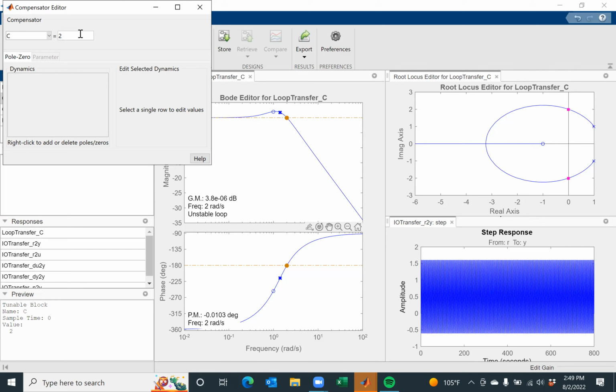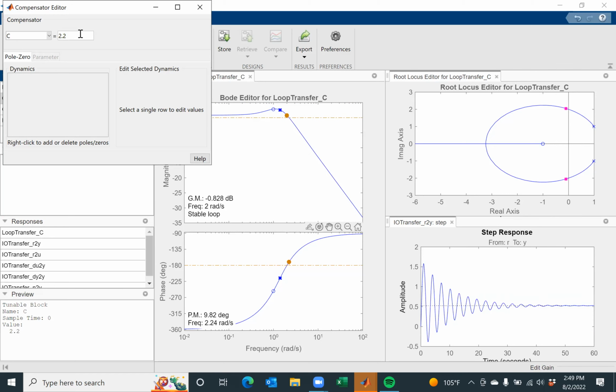Online students, can you see that? Now if I increase the value of C by a little bit, 2.2, you will notice the system response would decay down, which means the system would become more and more stable. Can you see that in the step response, you got this decaying response. Now your poles are on the left-hand side of the root locus.